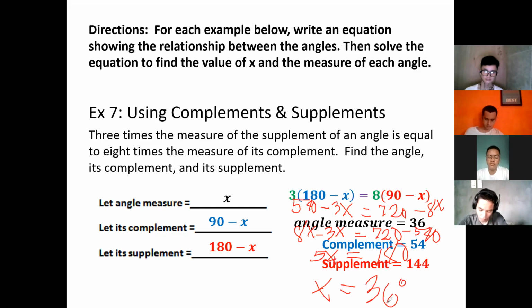So there you have it. X, the value of the angle, is 36 degrees. And then that value 36, subtract it from 90 degrees, you'll get 54. And that same value 36, subtract it from 180, you'll get 144. So do you agree that the lesson is easy?